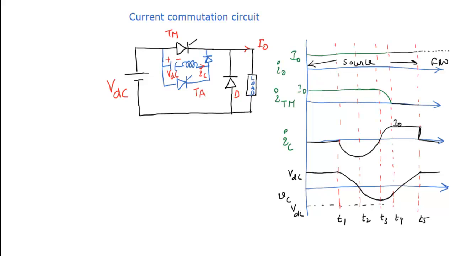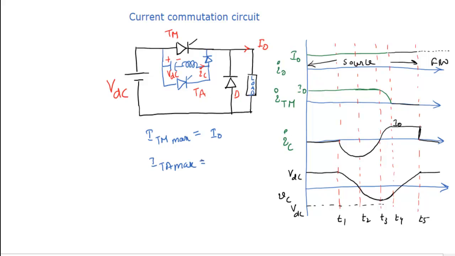Now here we need to look at some equations. What are the equations here? As we discussed in the previous circuit, the first thing is that the maximum current flowing through the main thyristor is always I0. Then, the maximum current flowing through the auxiliary thyristor.